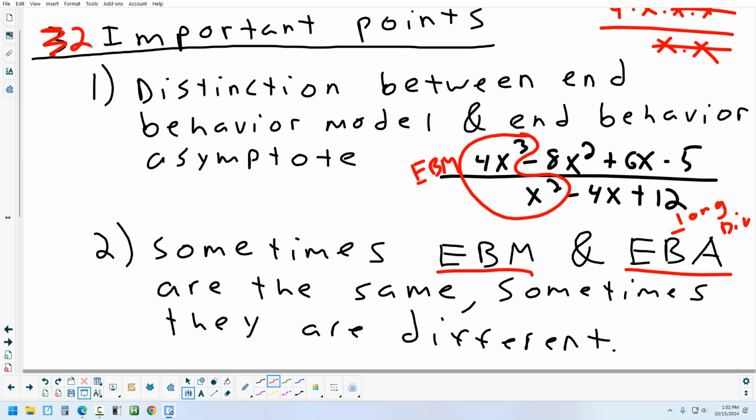Two important points. I'm not worried about the third one. Because the third point, it is important, but it's not something that we're going to do.